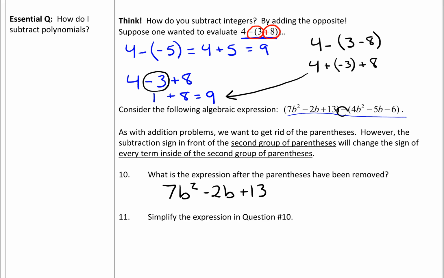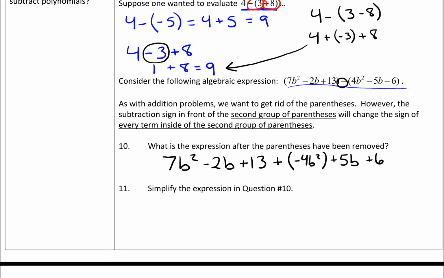So we'll do that here. We'll change this minus sign to a plus, and then change the sign of everything after it. So that positive 4b squared becomes a negative 4b squared. That negative 5b becomes a positive 5b. And that negative 6 becomes a plus 6. Okay, so now we can simplify. So I'll box in my b squared terms.